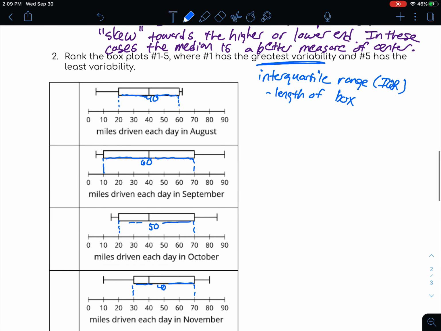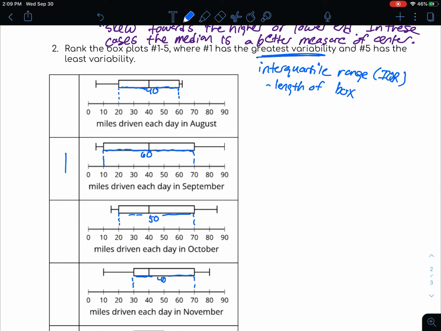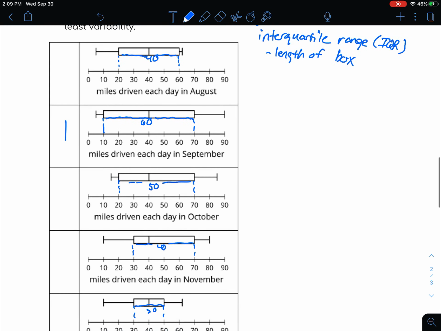Okay, so we definitely have some rankings here. And so we look at the one that has the greatest variability. It seems like this one right here has the most variability. It's got a big range and an interquartile range. Interquartile range is generally what we look at first. October seems to have the next most variability based on the interquartile range.